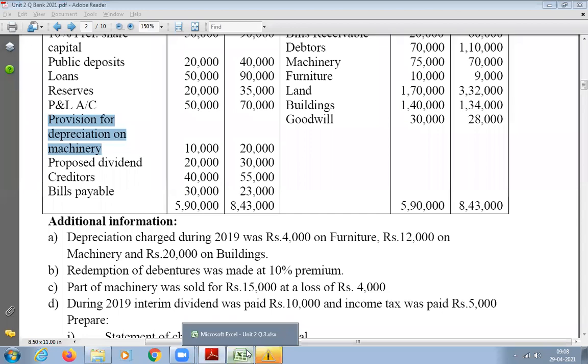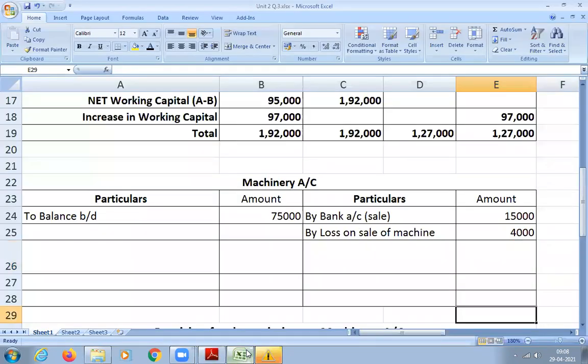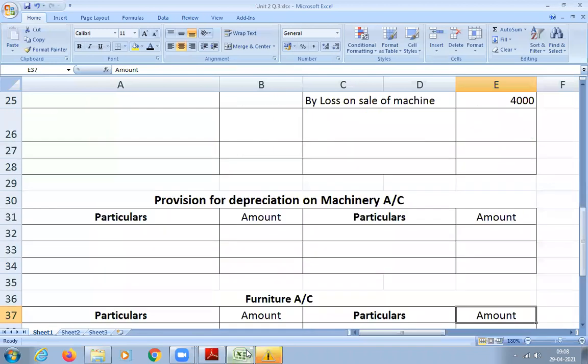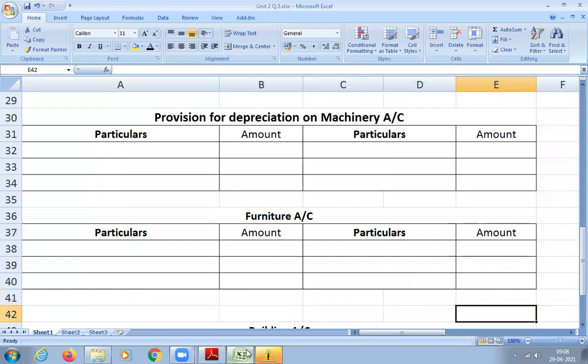Okay. So let us calculate first. We will leave that there. We'll complete that later. You can leave around 3 lines and then write down the next table, provision for depreciation on machinery account. All of you prepare the table. This is a simple table you prepare, a 4-column table, quickly.